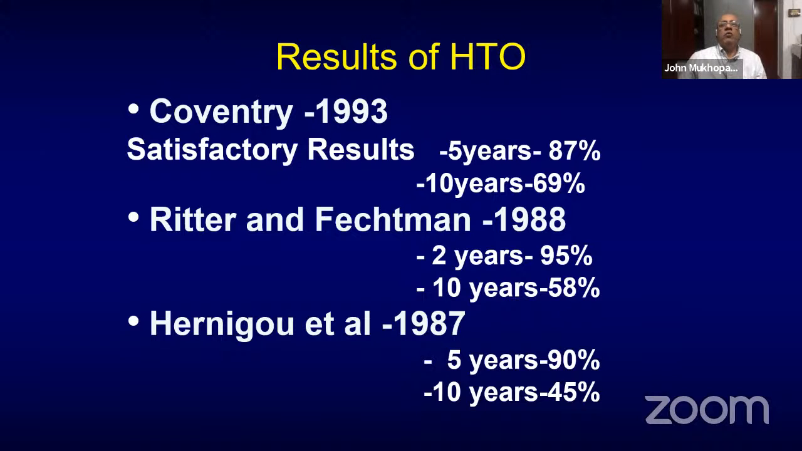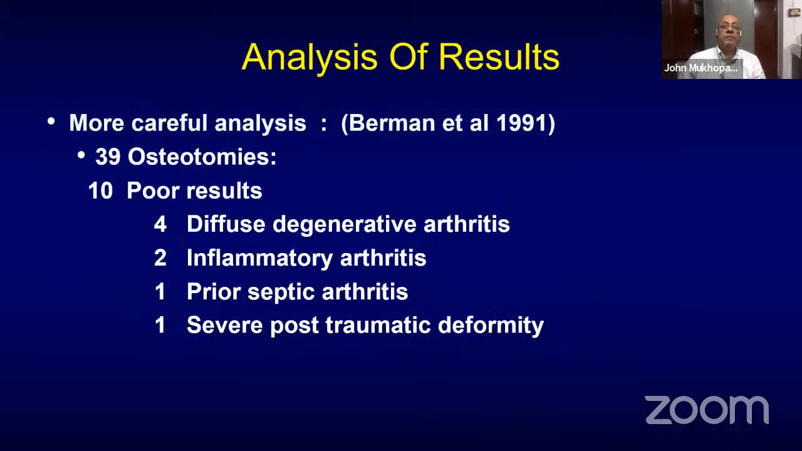Okay, so in Coventry's own series, the 5-year results were 87% in terms of good to excellent results. By 10 years, it had come down to 69%. Similarly, Ritter and Fechman had 95% good results at 2 years, but only 58% at 10 years. And Hernigou et al., who did an open wedge osteotomy, this is from France, had an excellent result at 5 years of 90%. That was good to excellent results. But by 10 years, this had come down to 42 or 45%.